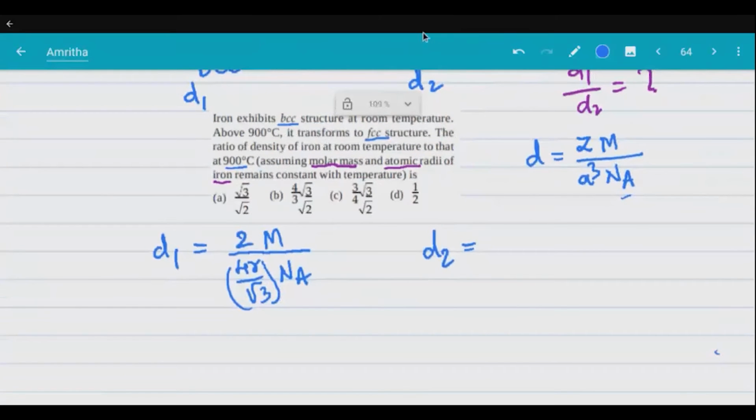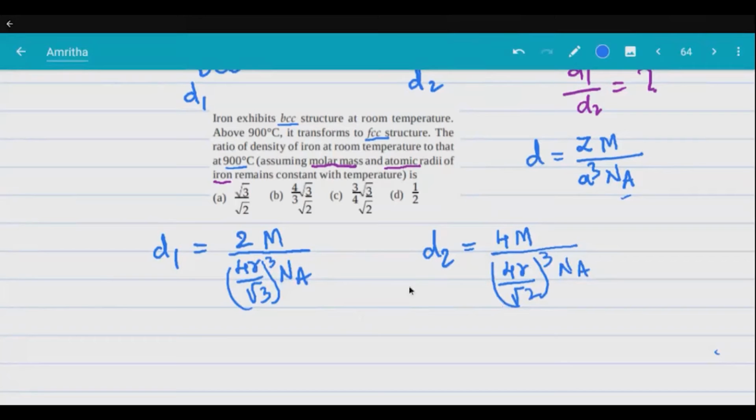FCC, tell me how many number of atoms per unit cell. This also we did, right? We discussed a systematic way: BCC, FCC, HCP. So that is 4 into M by, this is 4R by, how much is it? It is FCC. 4R by root 2 or root 3? It is the face diagonal, right? Face diagonal is root 2 a. So this is root 2. And that is whole cube, no? Don't forget this, whole cube. Don't forget this, okay? Whole cube into Na.